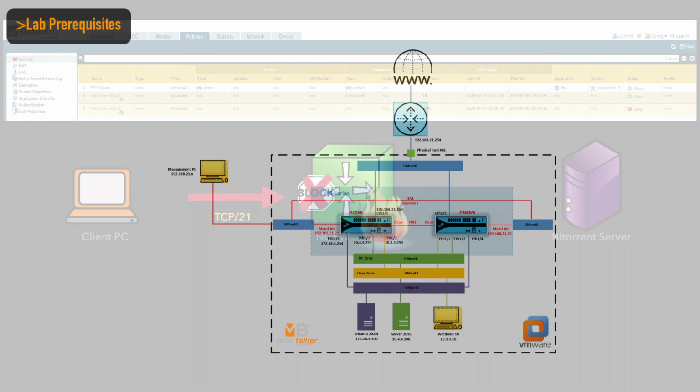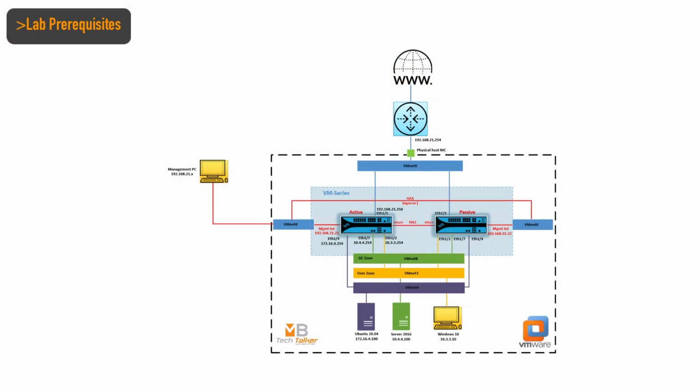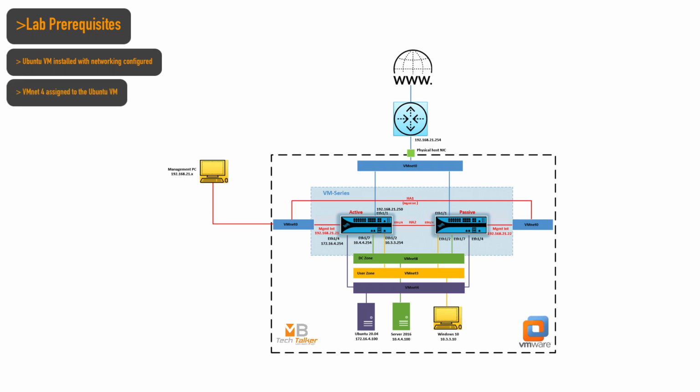Okay, so let's go through the lab prerequisites. First of all, we need to make sure that we've got a Ubuntu virtual machine installed within Workstation. It needs to have an IP address, default gateway and DNS configured. We also need to make sure VMnet 4 has been assigned to the Ubuntu VM.